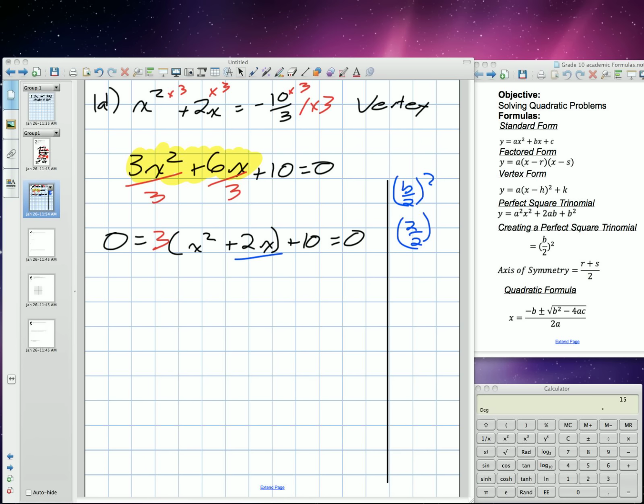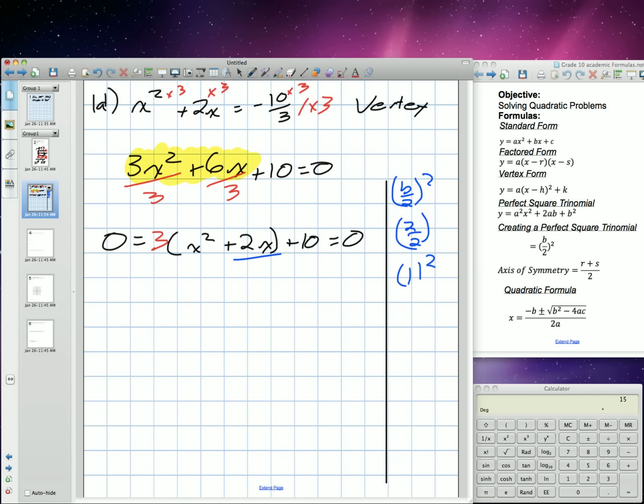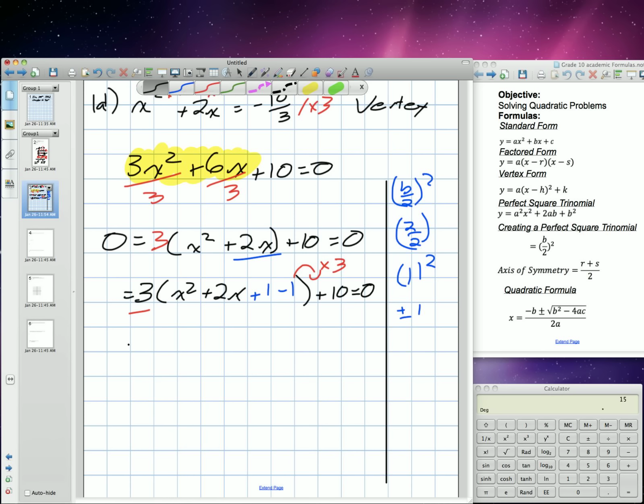So we now have our numbers set up like this. Got rid of my fraction. Okay, sorry. 2 divided by 2 is 1. 1 squared is 1. So we're going to add and subtract 1 inside of the brackets. So we have 3x squared plus 2x plus and minus 1 plus 10 equals 0. Okay?